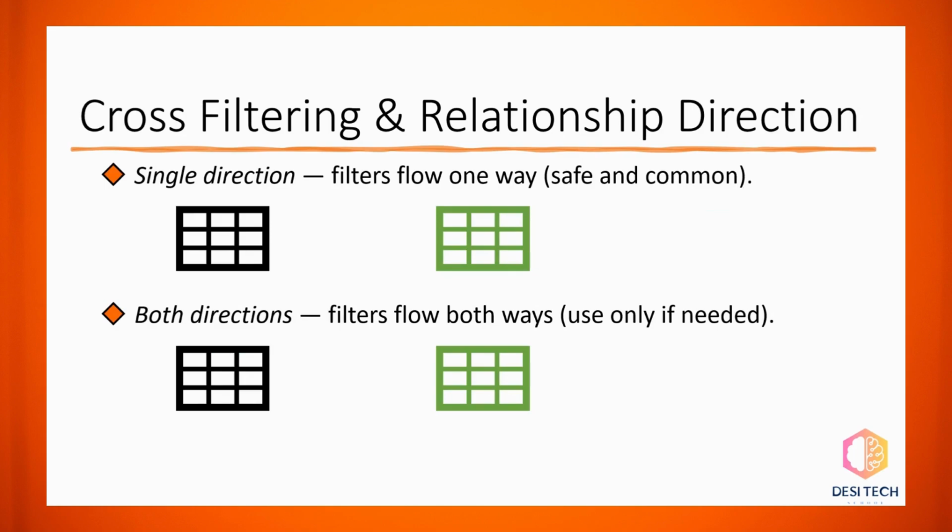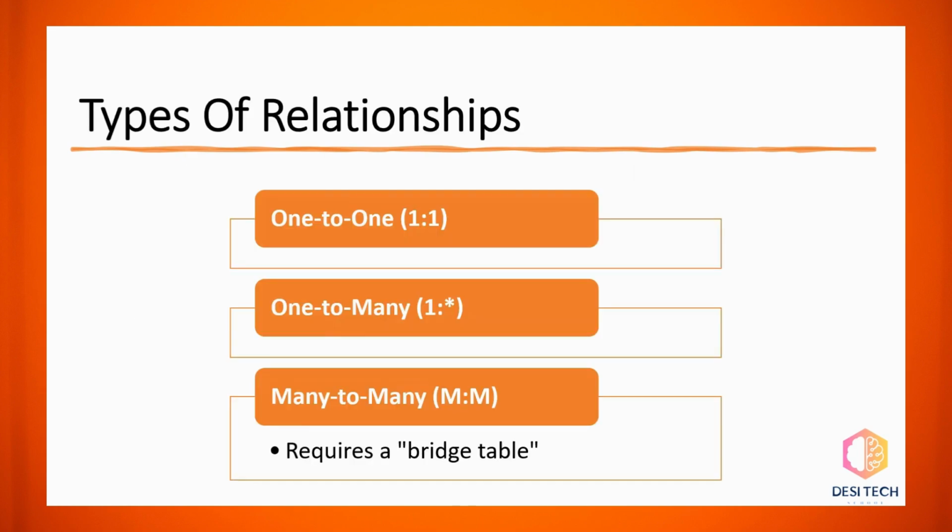Relationships also have direction, which affects how filters pass between tables. In a single direction relationship, filters flow one way. They're safe and the most common ones used. In a bidirectional relationship, filters flow both ways, and you should use it only if necessary. This reflects the flow of logic, like which orders belong to this customer, not the other way around. There are three most common types of relationships: one-to-one, one-to-many, and many-to-many, which requires a bridge table. We're going to discuss that in the next few slides.